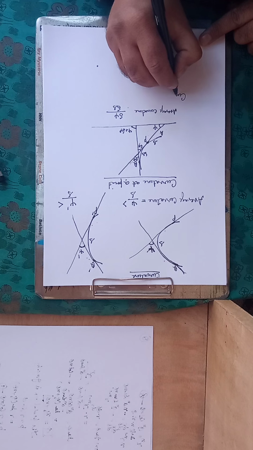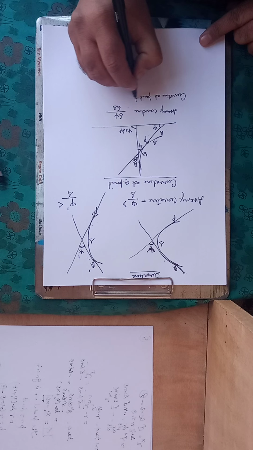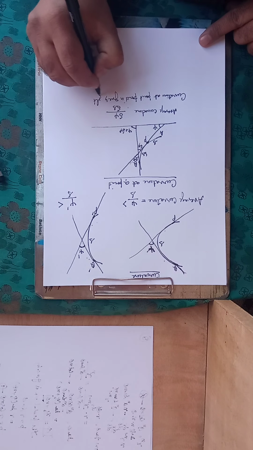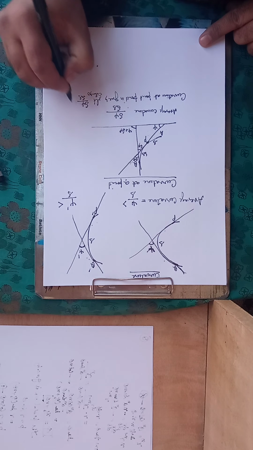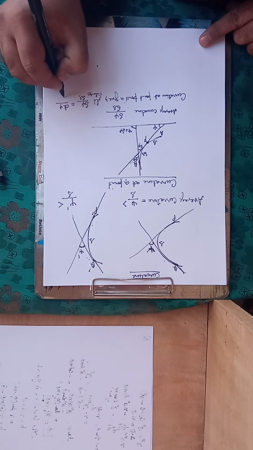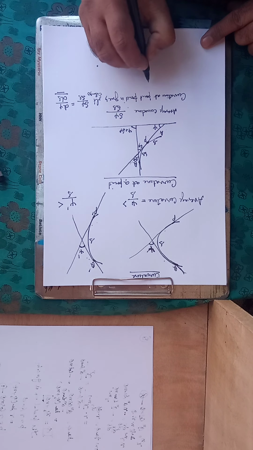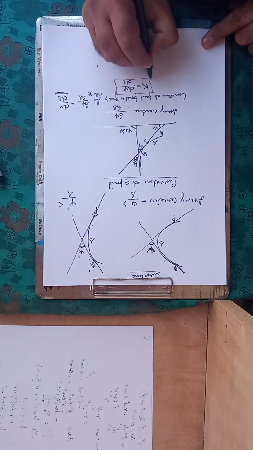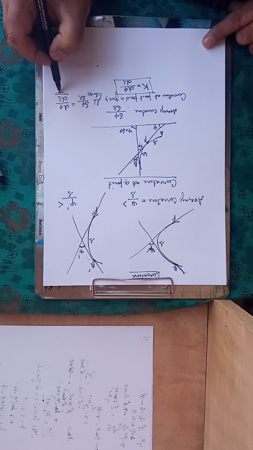Now, curvature at point P is given by the limit as delta s approaches 0 of delta psi by delta s, which is d psi by ds. This is curvature at point P. As delta s approaches 0, this will be d psi by ds. So curvature is denoted by k or kappa. So this is curvature at the point P, when Q is approaching P.